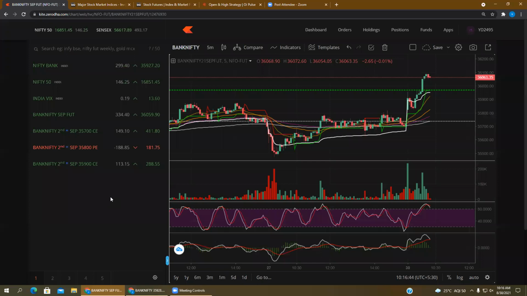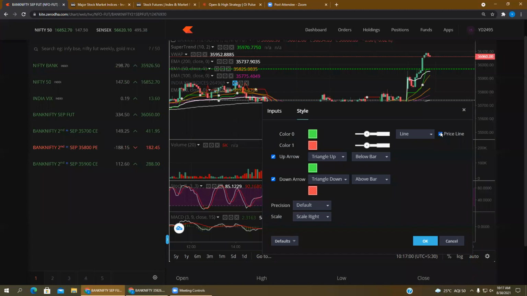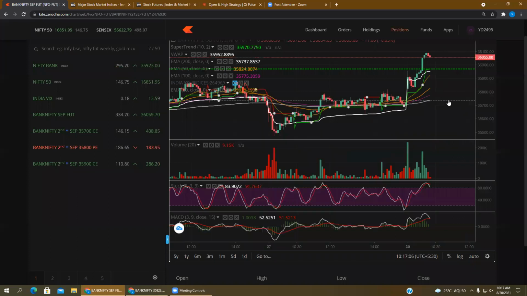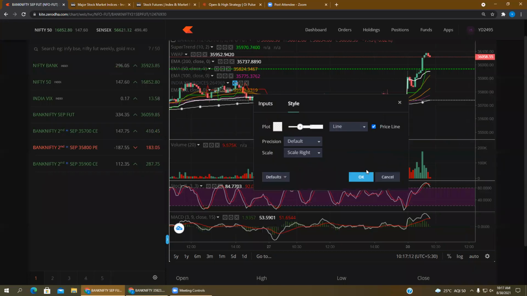Friday open high on the calls is done. Sure. What I'll do is, for the super trend, I'll go to the settings. You go to the style. In that, you put a price line. You just click a tick mark on the price line. So that will show you this line. Same way for the 200 EMA. It shows the price line.